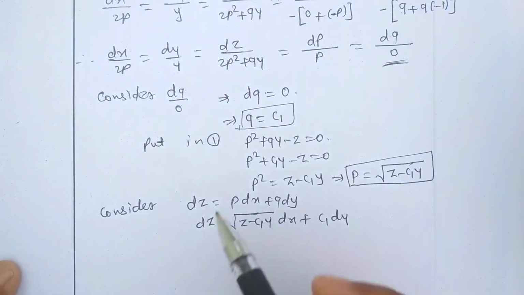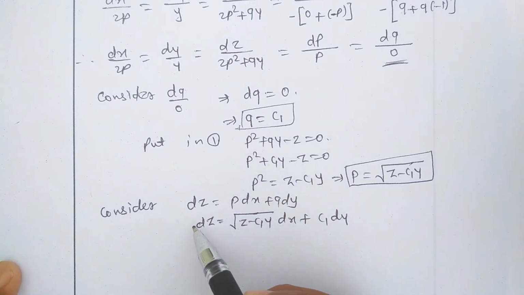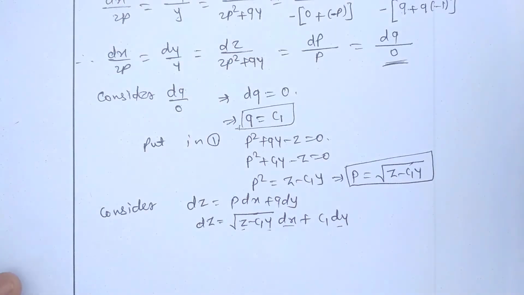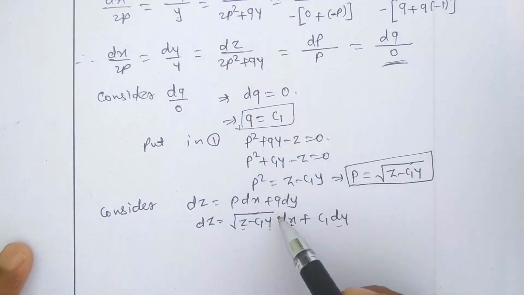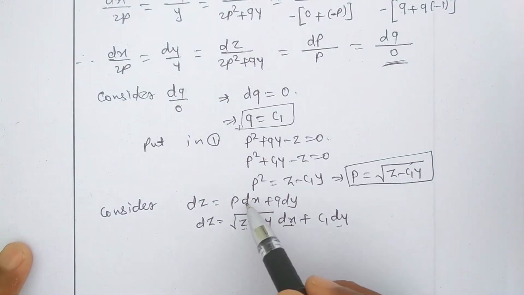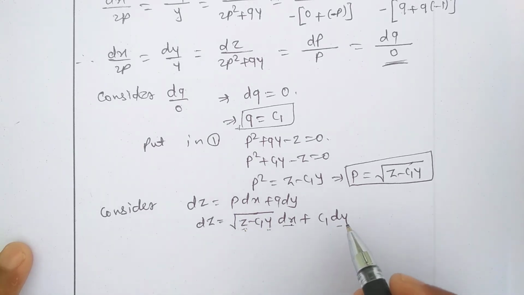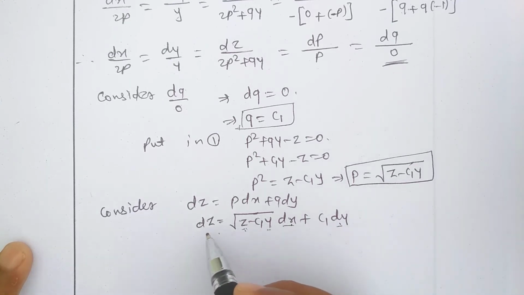So how to solve this? See, in the left hand side there is a term of dz. In the right hand side, the first term contains dx, also it contains y, it contains z. We have to make it in the variable separable form so that we can take an integration. So how to make it variable separable form? See here, the term of dx is multiplied by root of z minus c1y. That means whatever the term multiplied to dx, it is in terms of y and z. Okay, so we try to take this term of y to the left hand side, so we will get here the terms of y and z.